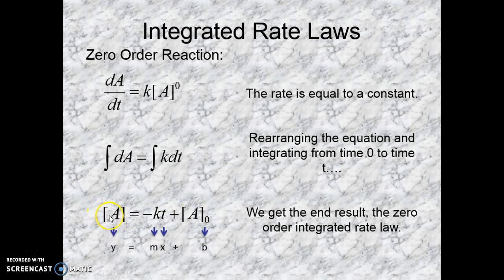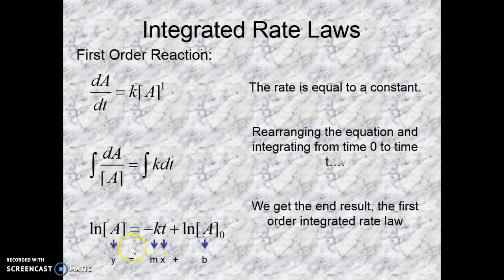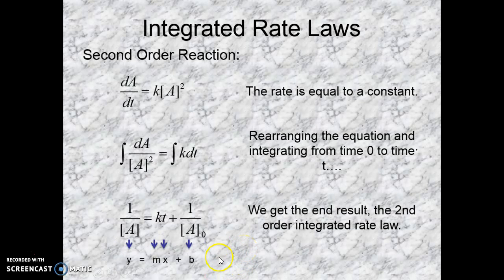So this is a linear relationship. Taking the concentration of the substances versus time gives you a linear relationship. For first order, you get a linear relationship when you take the natural log of the concentrations versus time. And for second order, you wind up with 1 over the concentration, giving you a linear relationship. So this is really the important part.